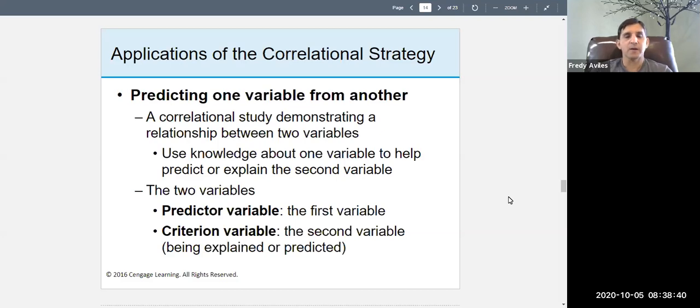So these two variables: you need at least two variables in order to do a correlation. One of them is called the predictor variable. That's the first variable. And the other one's called the criterion variable. That's the second variable, the one you're trying to predict or explain. So let's say I know your age. That's X, my first variable, my predictor variable. And I want to be able to predict your second variable, your health. That would be my criterion variable. That's the one I'm trying to explain and predict.